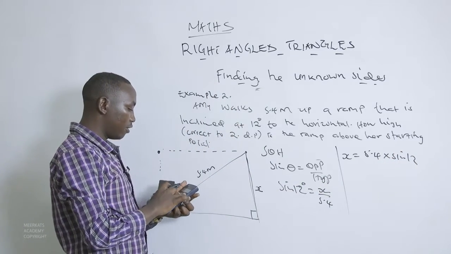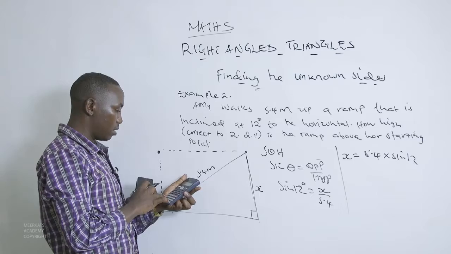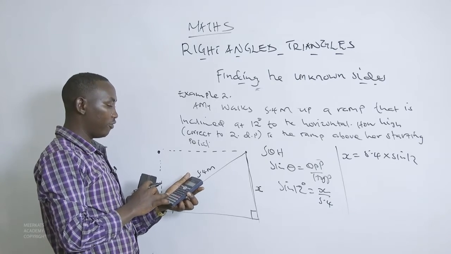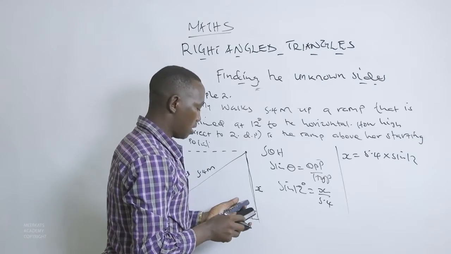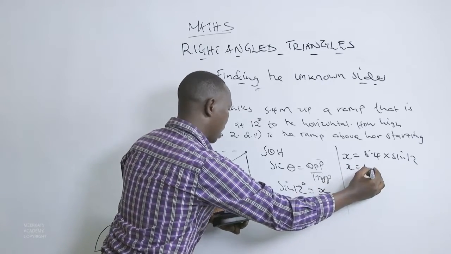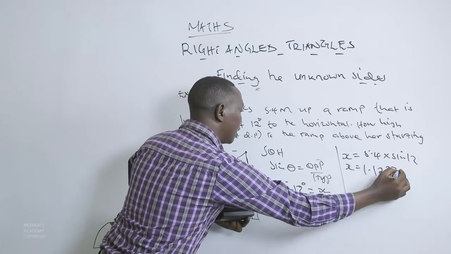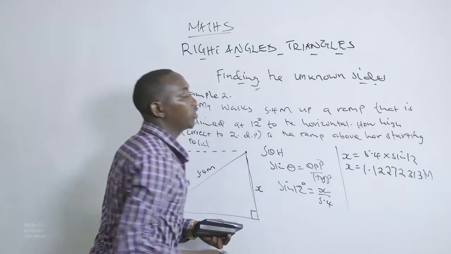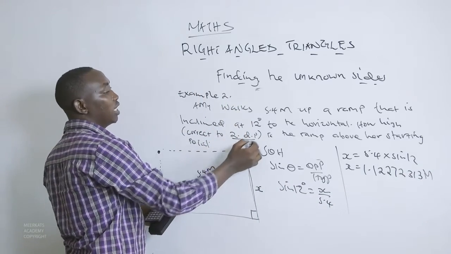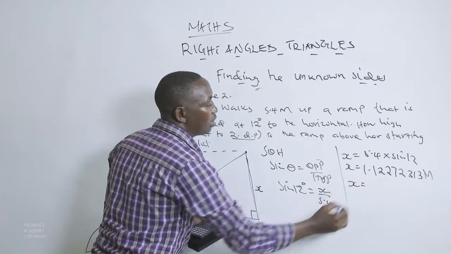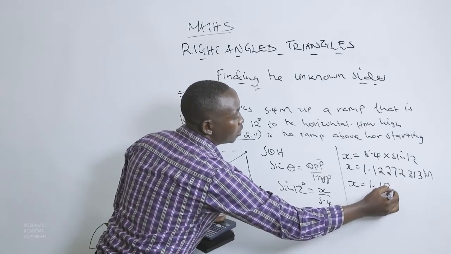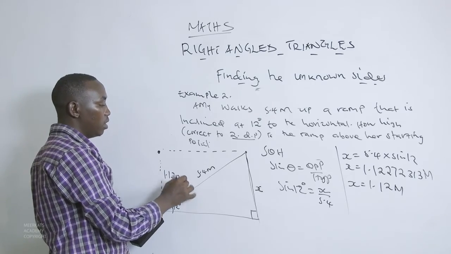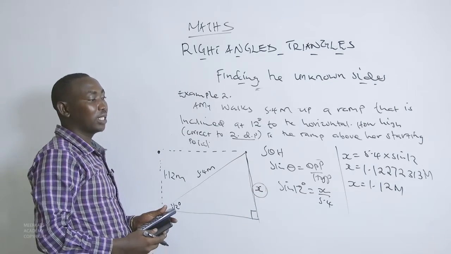So from the calculator, sine of 12 will give us 0.207. We multiply by 5.4, and it will give us x to be 1.122721313 meters. The question requires us to write the answer correct to 2 decimal places. Therefore, Amy is 1.12 meters above her starting point, 1.12 meters, which is equivalent to that particular side, which is the opposite.